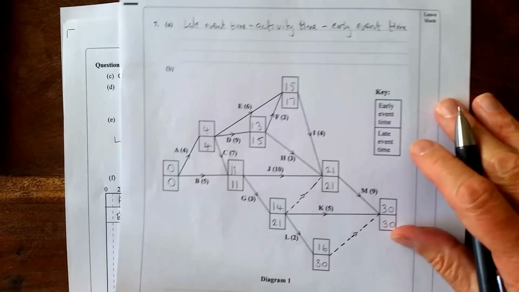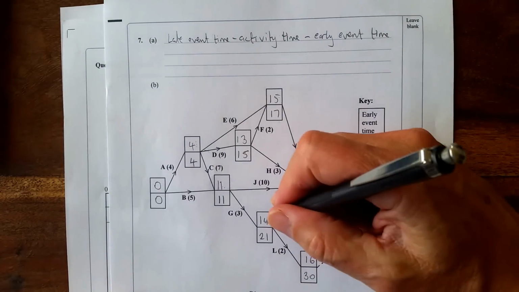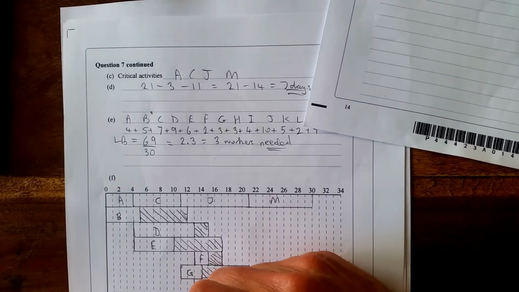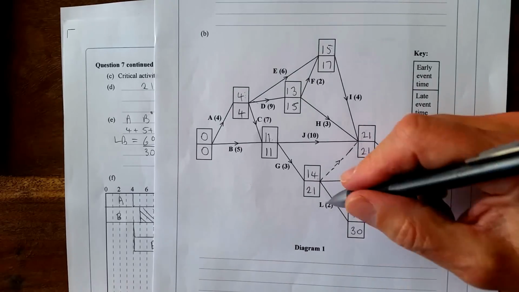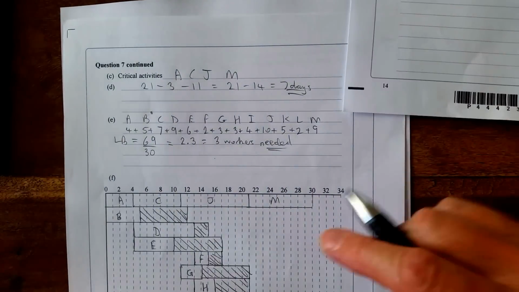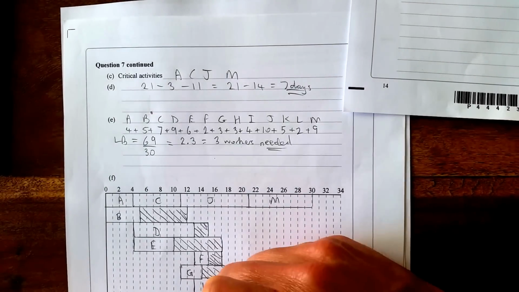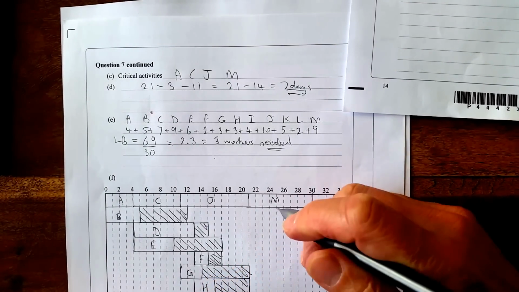And L, early start of 14 with a duration of 2. That's L. And the latest finish is 30 as well. And M is on the critical path.